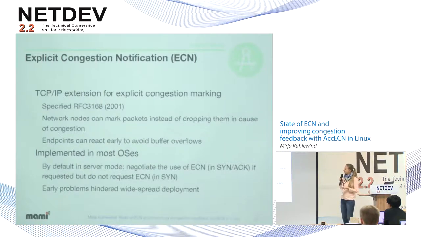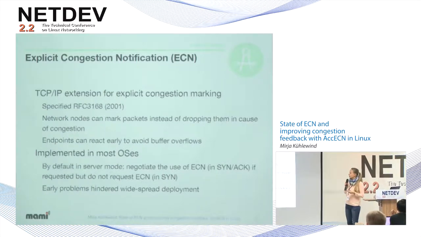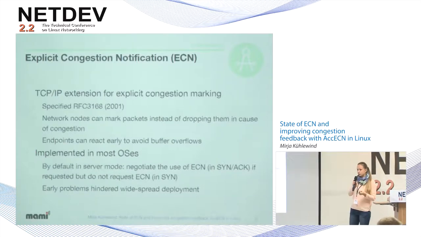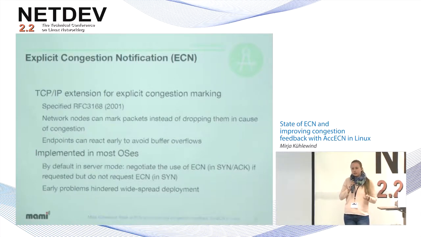So explicit congestion notification is a TCP/IP extension to provide congestion marking. On a high level, that means if your traffic is ECN capable, then a router that is congested can mark your packet and tell the endpoint to slow down instead of dropping packets. So if everything went well, you don't have any packet drops anymore. That would be great.